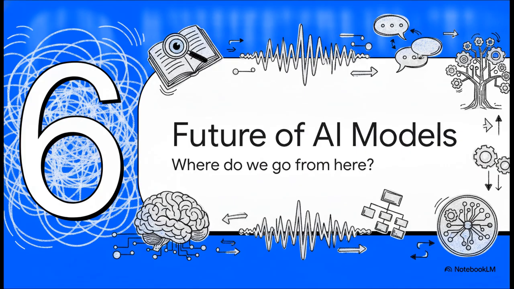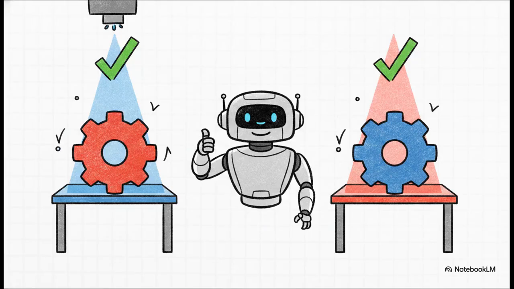Where do we go from here? By proving that explicit syntactic rules drastically improve a model's reasoning, this framework could revolutionize so many fields. Imagine industrial object detection that never confuses a red gear on a blue table with a blue gear on a red table. Or think about robots that actually understand complex verbal instructions safely.